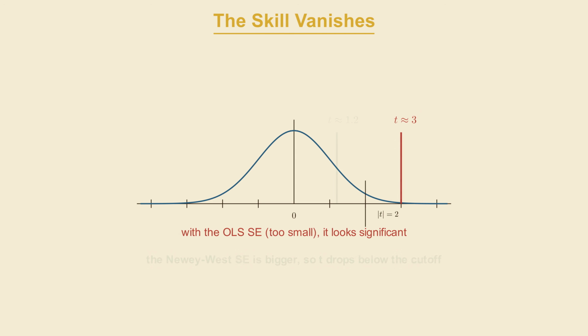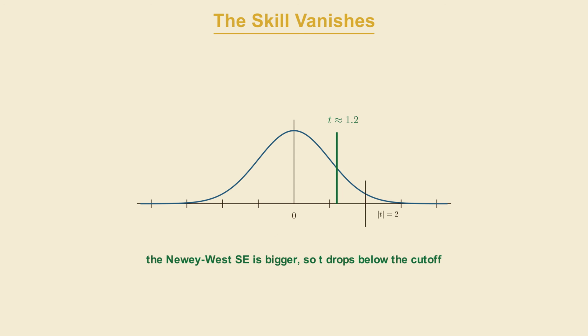And the standard error gets noticeably bigger. The t-statistic that looked comfortably significant under the old formula drops below the threshold. Once the errors are accounted for honestly, the apparent skill in her grandfather's track record is no longer statistically distinguishable from zero. It was never really there. It was an artifact of standard errors that were too small.